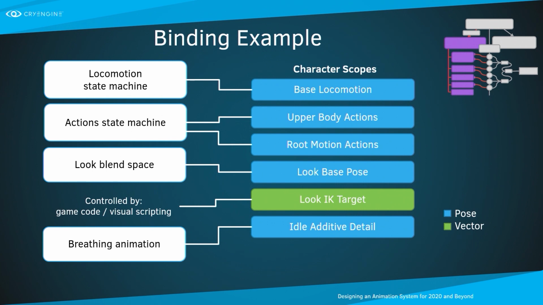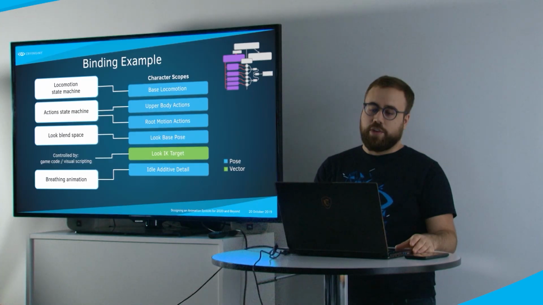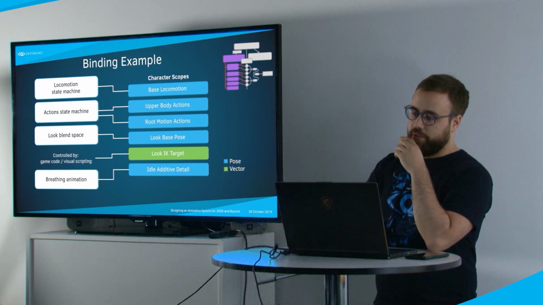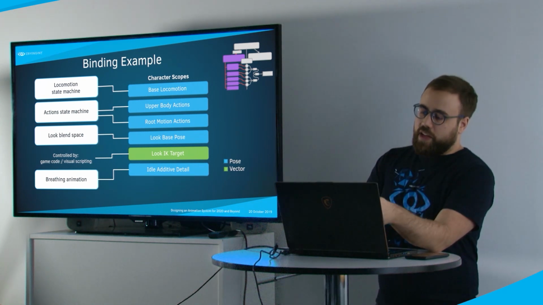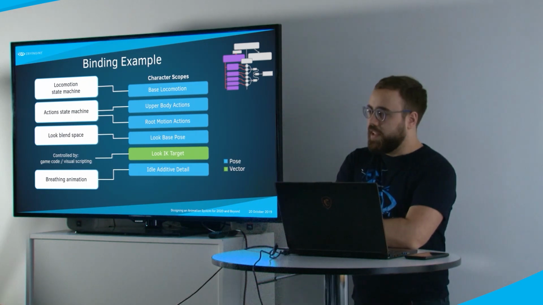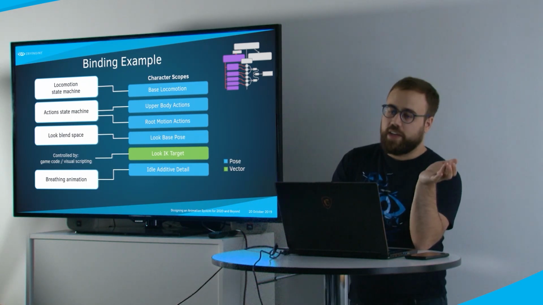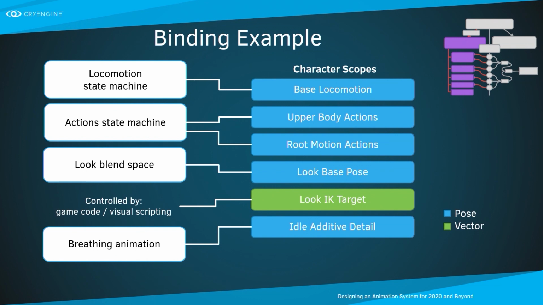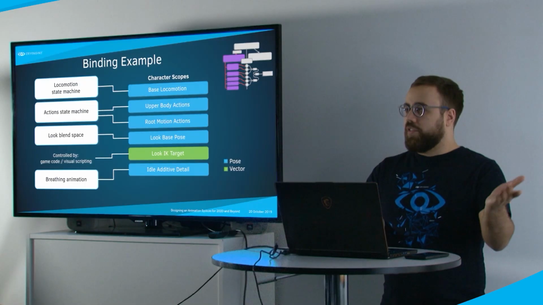So we have these character scopes that control different parts of the character animation. And we also have a blend space for the character to look around, and then we want additional IK correction, so we also pass the target through game code. And then at the end we have some additive details, which is done through a breathing animation. So the first few scopes are controlled through state machines. So these are complex actions that need to react to gameplay events. But the other ones are just controlled directly by a blend space.